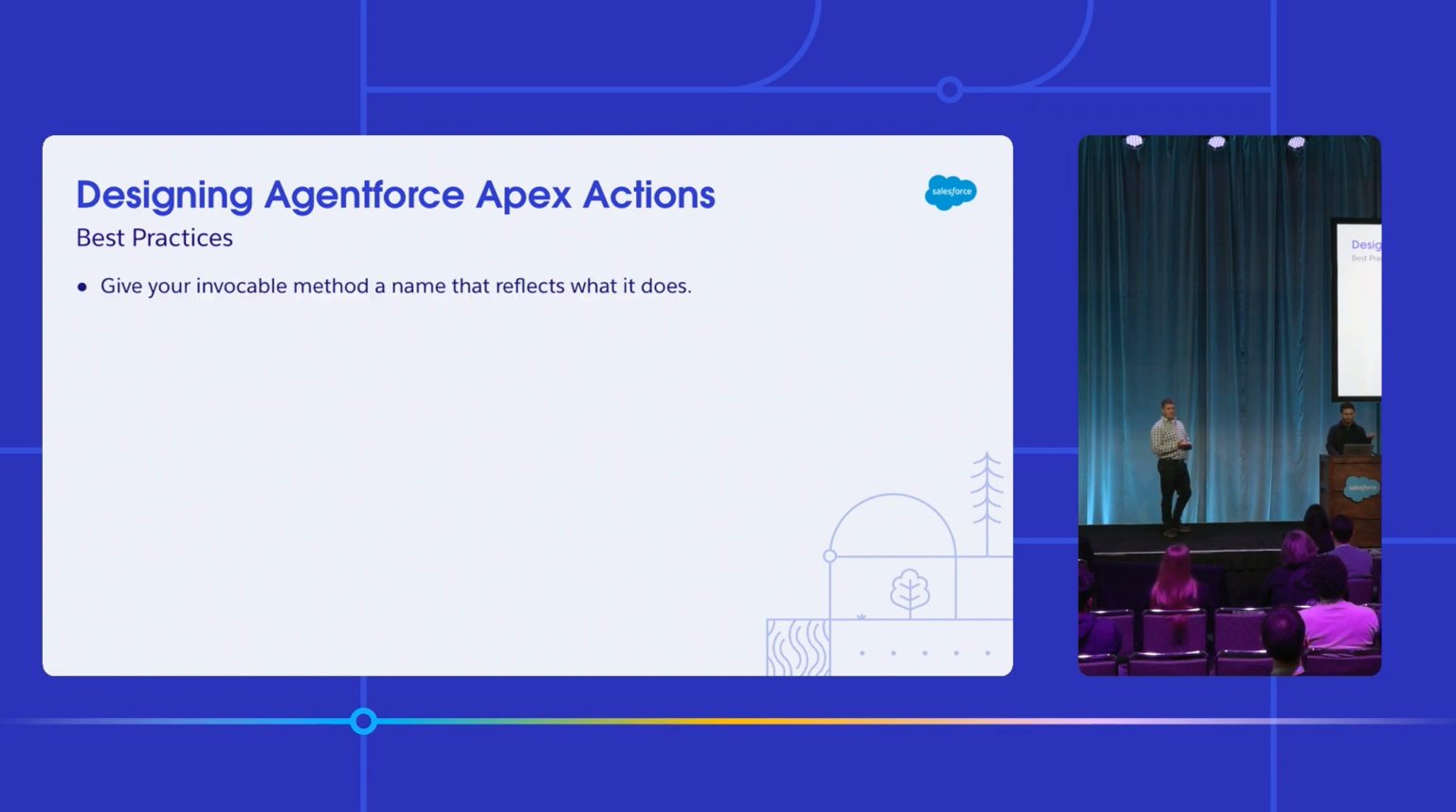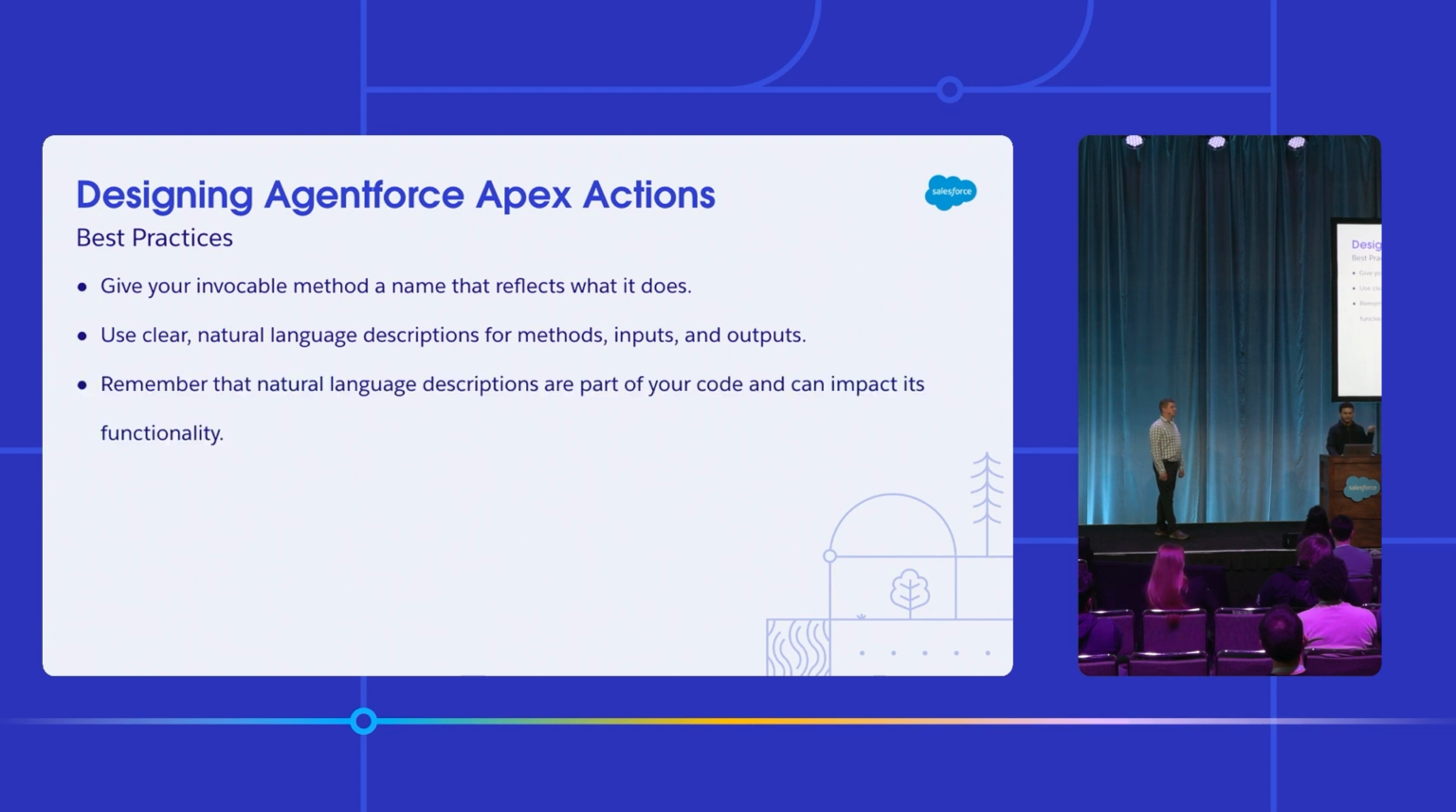So yeah, you need to consider that your actions are, oh, hang on, is this your slide? Yeah. So let's talk about designing Apex actions. First of all, some of the best practices are, as I showed you, you need to make sure that your invocable method has a name that reflects what it does. Clear natural language descriptions for methods, inputs, and outputs, as I showed you. Make sure that natural language descriptions are part of your code, because they can break the functionality. If you don't get it right, the agent is going to behave really weird.